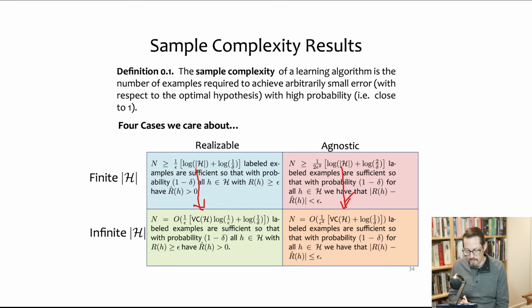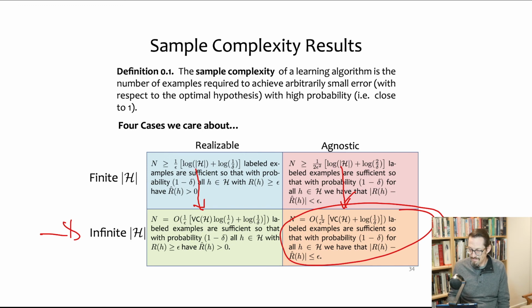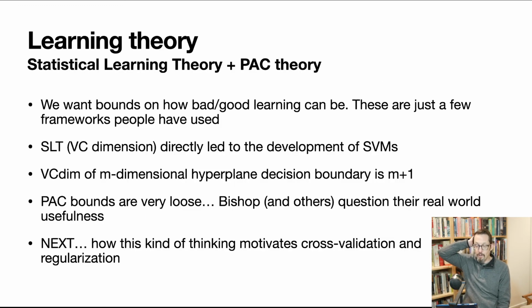Okay, and again, everything we care about is going to be over here. And to be honest, probably over here. All right, so we wanted bounds on how good learning can be, right? As I mentioned, there's lots of frameworks for doing stuff like this in different kinds of algorithms. The one we're giving you today is just an example of how this stuff works, okay?